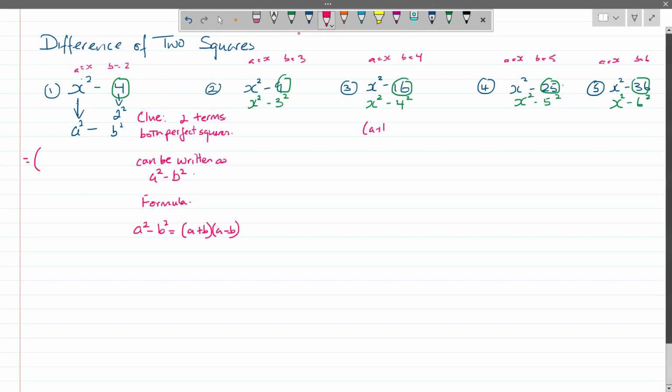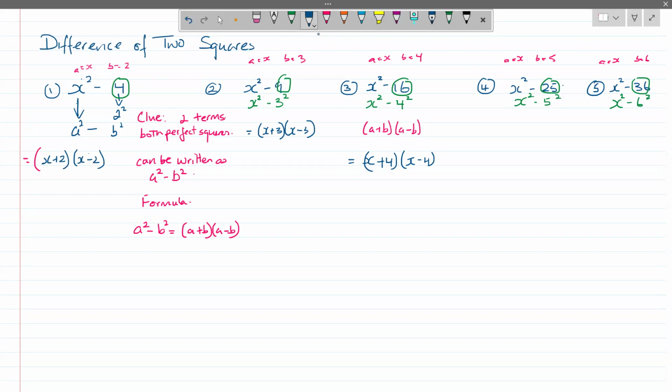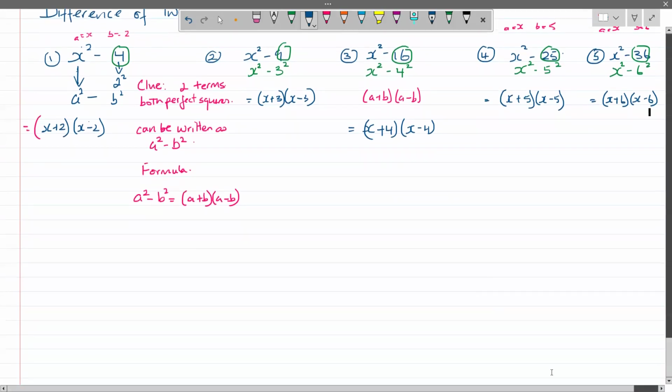So if we have A plus B and A minus B, then my answer here will be X plus 4, X minus 4. Here, X plus 3, X minus 3. This one, X plus 2, X minus 2. See that? That's why I said there's nothing really to work out. It's all about recognizing the pattern. Once you recognize the pattern, then the answers are simple. Just kind of write the answer. Everybody understand that?